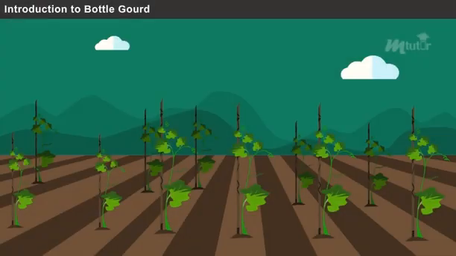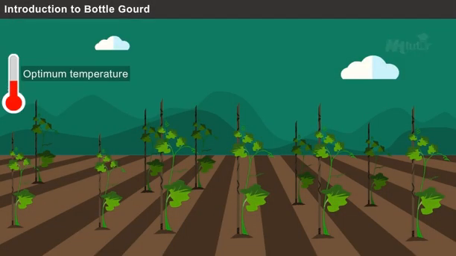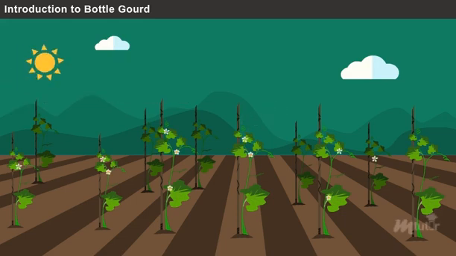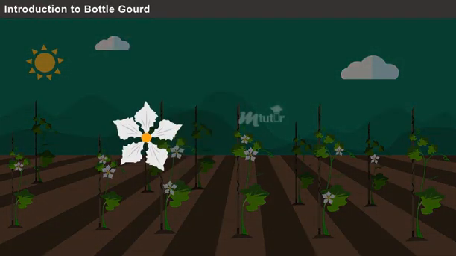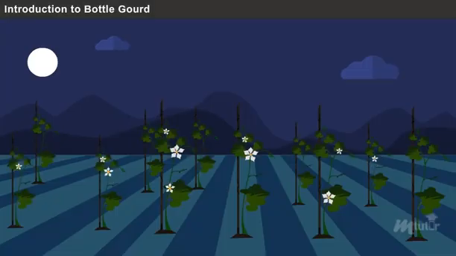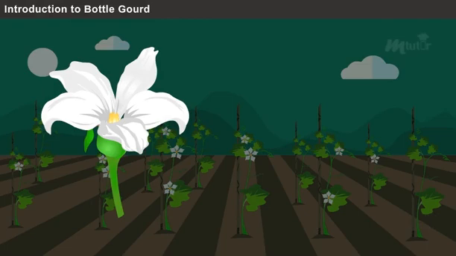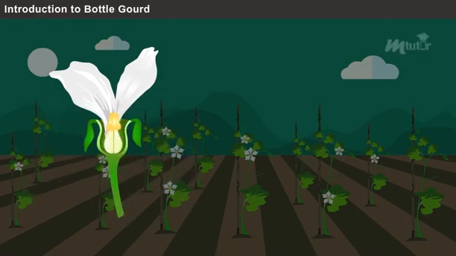Along with the above-mentioned practices, optimum temperature between 24 and 27 degrees Celsius is also required for optimal growth and flowering of bottle gourd. Bottle gourd is a climbing vine with large, circular leaves that are 15 centimeters wide. Flowers are white in color, smooth and large. The anthesis occurs during the night time. Male flowers are long and pendulous.